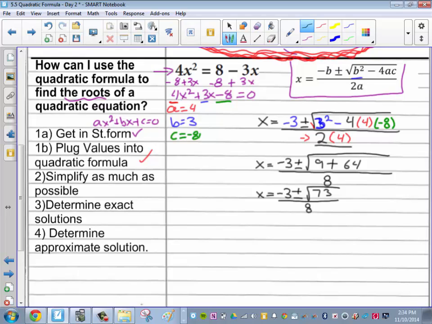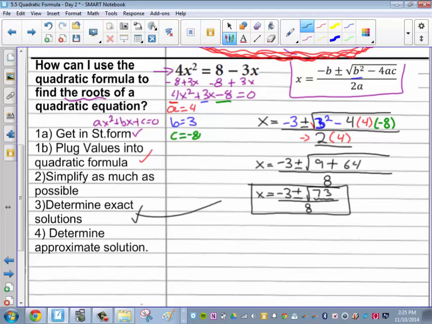Now at this point, you have to ask yourself, can you take the square root of 73? Can you? 73, if you watch Big Bang Theory, is one of his favorite numbers. I think it's prime. It does some other weird things. I forgot exactly why, but there's something special about 73. I think one of the things that's special is that it is prime. So I don't think you can take the square root of it, and therefore here is your final solution. We determined the exact solutions to this. This is the exact solution.